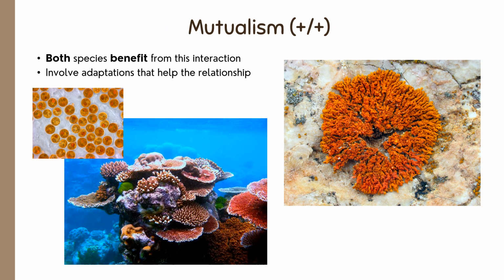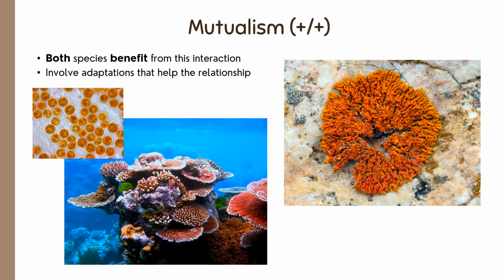Let's begin with mutualism. So here both species benefit from this interaction, so it's a positive relationship, and these can involve adaptations that help the relationship. I've got some examples here, maybe just remembering one example for each of these. Of course, you don't have to remember any of these examples, you can come up with your own.